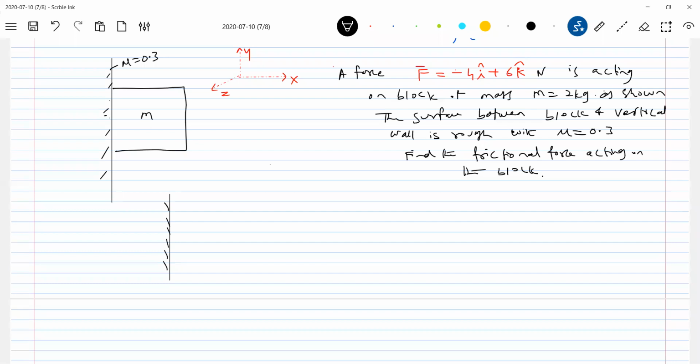So convert this problem into two parts. Try to observe this from two planes. One, let the diagram be in the XY plane. If the diagram is in the XY plane, this will be the X component of force. So what is F bar? F bar is minus Fx plus Fz K cap, no? This force, F equal to minus 4 I cap plus 6 K cap.